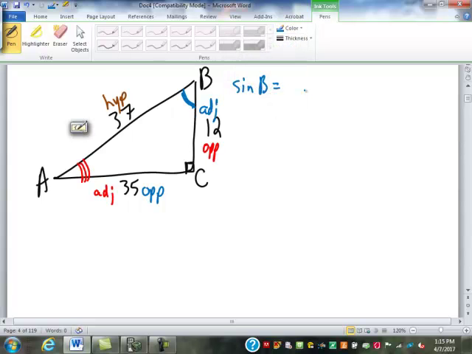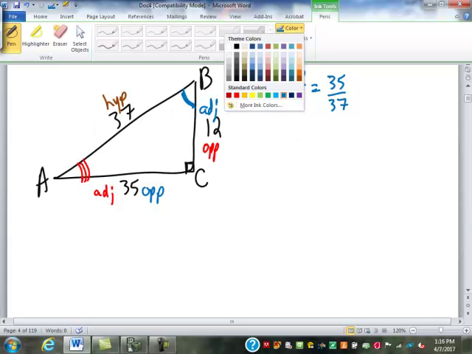So, for sine of angle B, sine involves what two sides? Opposite over hypotenuse. So what's the length of the opposite side according to angle B? 35. Of course, the hypotenuse is always the hypotenuse. That is 37. So the sine of B is 35 over 37.